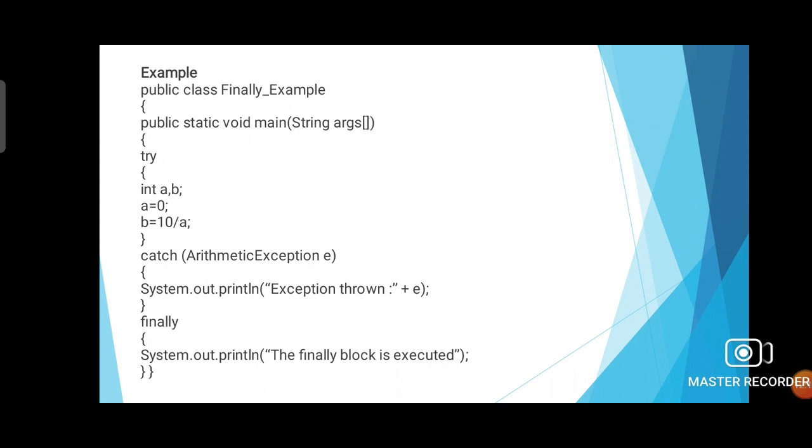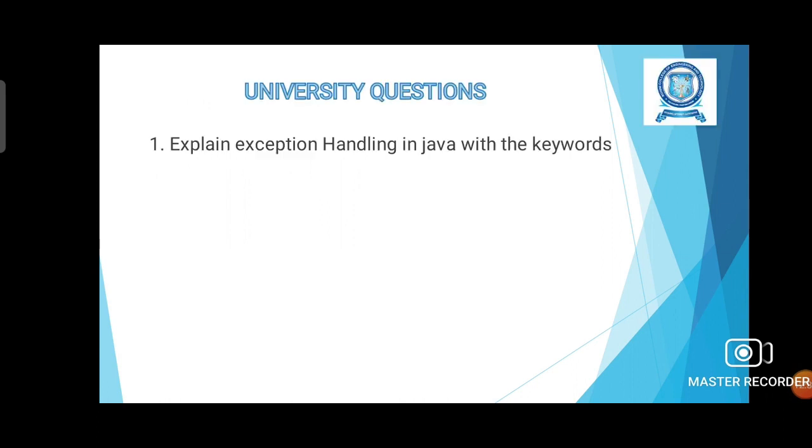So that's all about exception handling. In Java, to avoid the unexpected termination of the program, we handle the exceptions, and we can mention the remedial actions inside our code. These are possible with the help of several keywords in our exception handling mechanism. And in this topic, we can have a university question like: explain the exception handling in Java with the keywords.